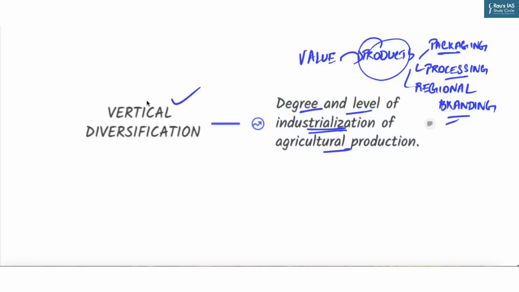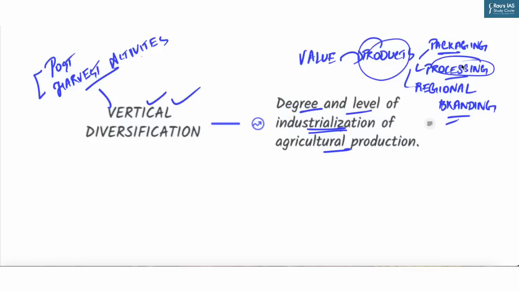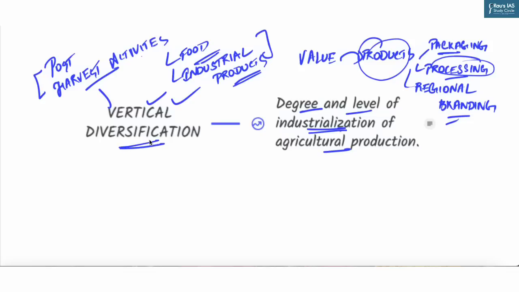Food crop vertical diversification is also described as the extension of post-harvest activities. These are the subject-specific keywords which you should definitely include in your mains answer. So what are these post-harvest activities? Processing, packaging, transformation industries to allow food crop to be sorted, graded, processed into both food and industrial products. So these products are transported to domestic or export markets. So this is all about vertical diversification.